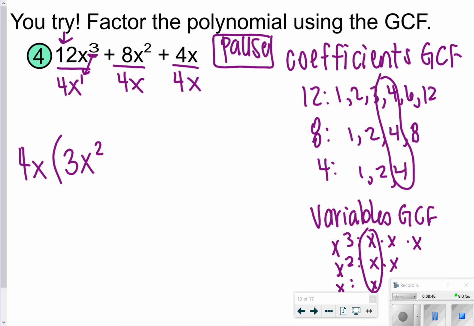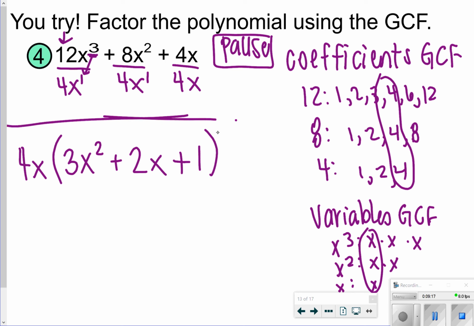The next one, I'm going to divide 8 by 4. That's going to give me 2. And then x squared divided by x to the first. That'll just be x. The last one, I'm basically just dividing 4x by itself, which is going to give me 1 as my answer. So my factored out polynomial is 4x, parentheses, 3x squared plus 2x plus 1.